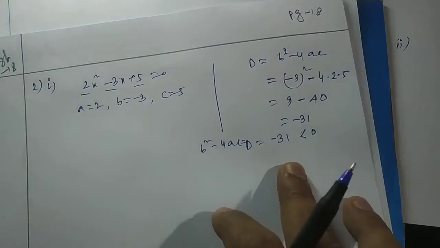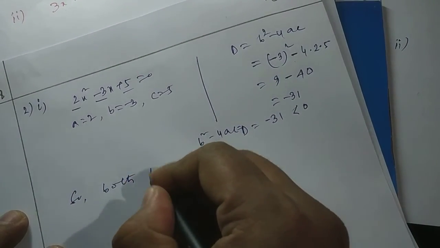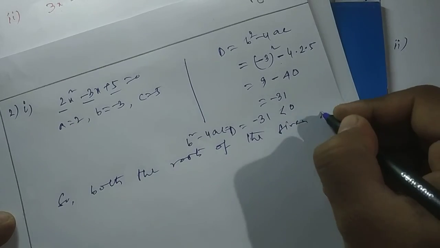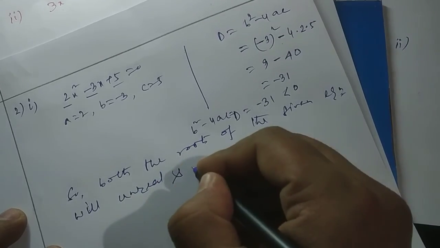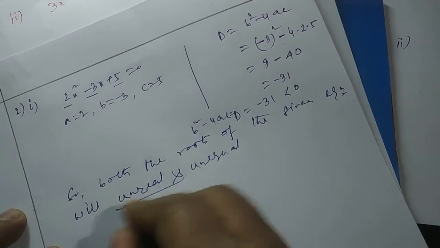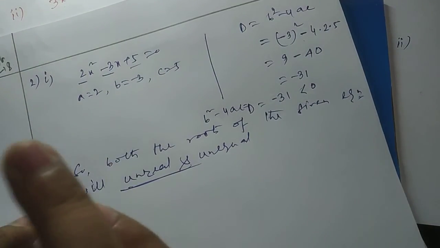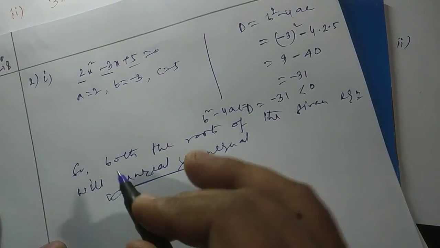So here D is negative, so you can claim both the roots of the given equation will be unreal and unequal. So it is correct. Since here D is negative, instantly you can claim by condition number 2, both the roots will be unreal and unequal. But always we are only interested in real roots. We are not interested in unreal roots. So here no need to find the unreal roots. So you have to stop here.